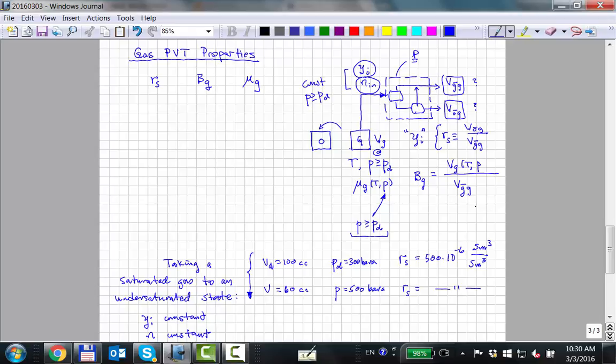Now, the Bg here will change. Why will it change? Well, the volume of surface gas from reservoir gas remains constant, like up here. But this here is a function of the temperature and pressure. So instead of using 100 cc's, we're now using 60 cc's. So the Bg will definitely be a function of pressure, whereas the little rs will not. The little rs will not be a function of pressure above the dew point.